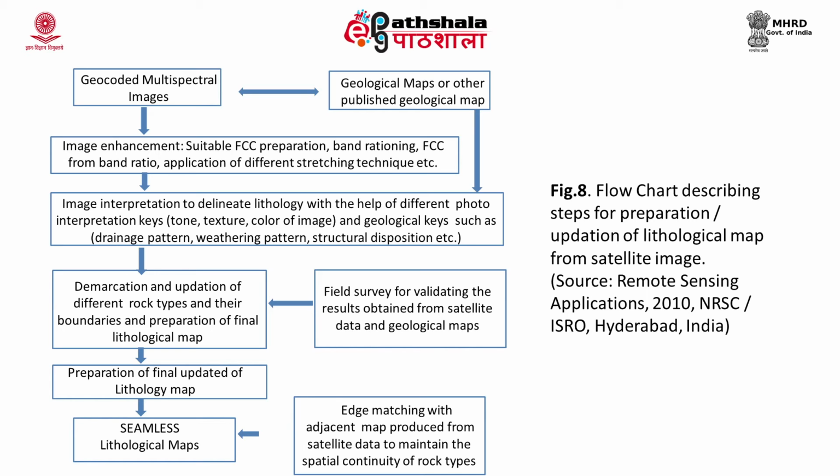Using the field survey, we can validate the results obtained from the satellite data and geological map. Once this part is done, we can go for the final preparation of the lithological map. Then, edge matching is carried out with the adjacent map produced from the satellite data to maintain the spatial continuity of the rock types. This is the flow chart where you can see the steps for preparation or updation of a lithological map from the satellite image.